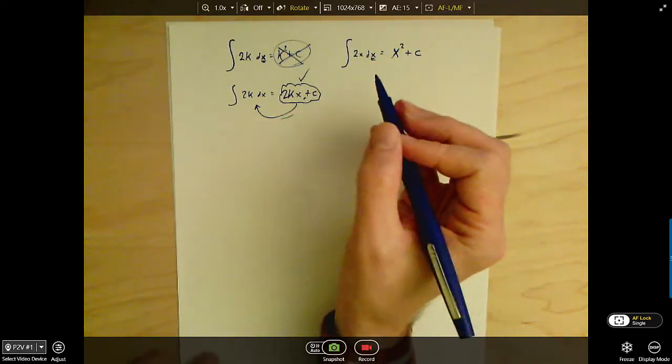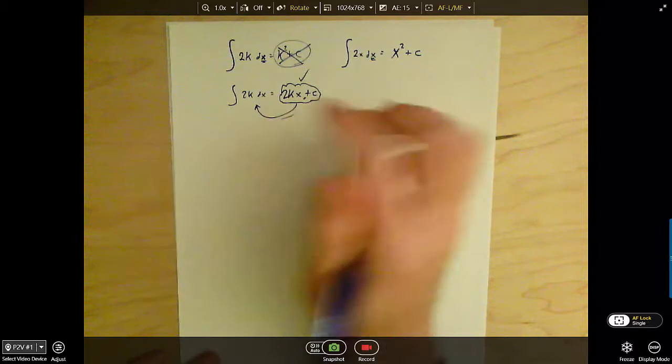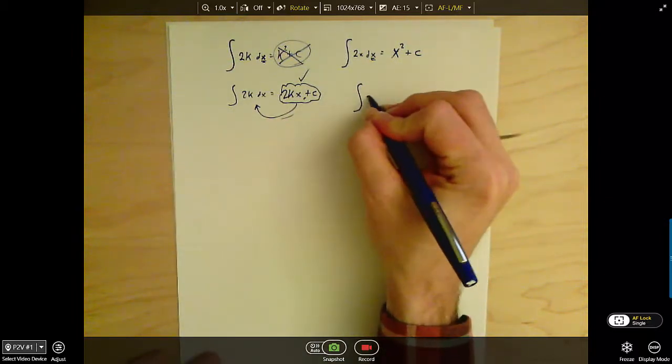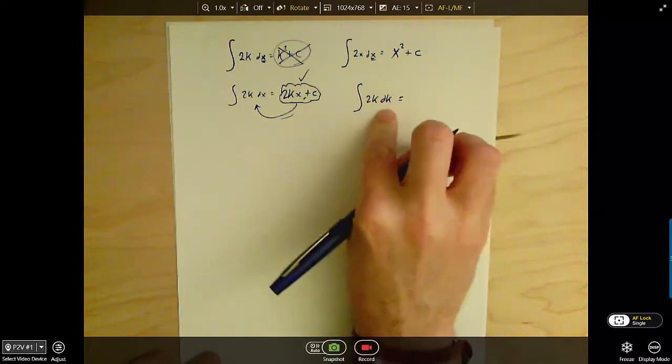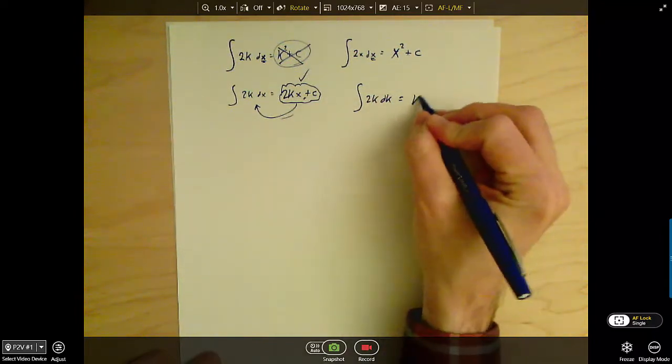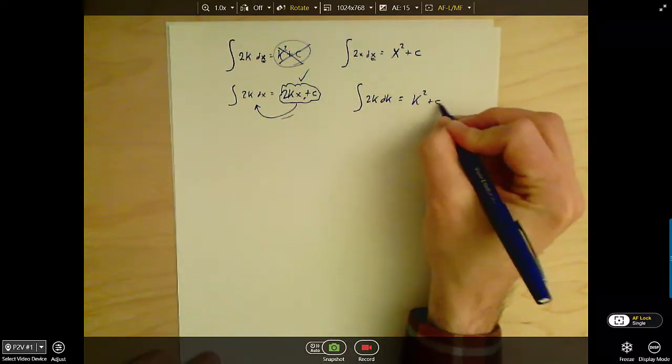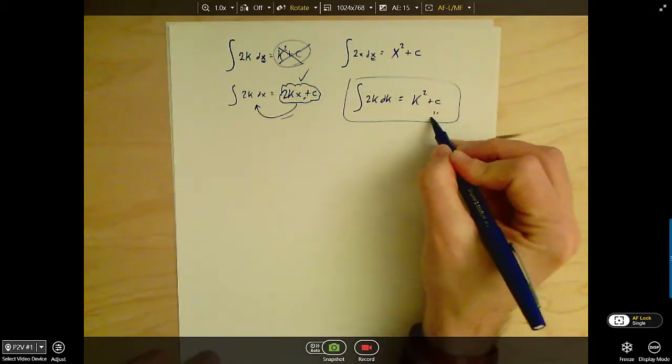So I just wanted to caution you, because you have to pay close attention to what your variable of integration is. If I said, what's the integral of 2k dk, now k is my variable, so you can write it as k squared plus c. All right, so now that you are duly cautioned, let's do one more example.